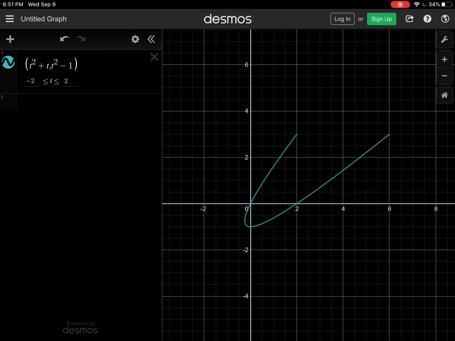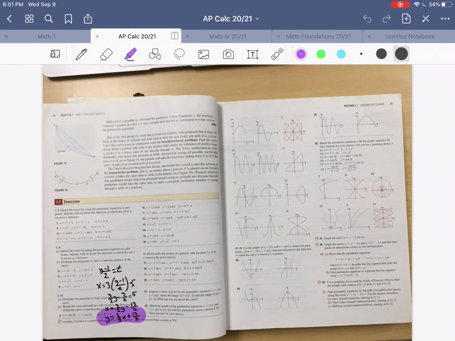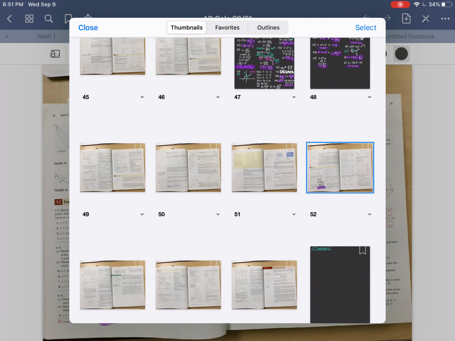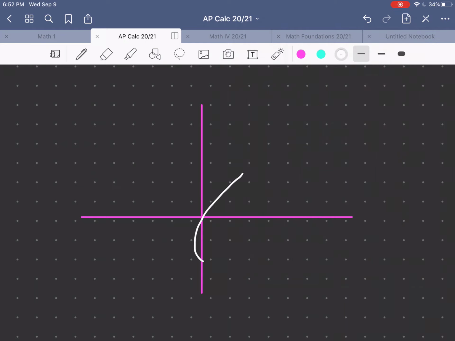Actually, let me just go to GoodNotes real quick. Let me rough sketch this for you on a random page. Our graph looked something like this. And so I would just draw arrows on here indicating which direction this is moving. And that would be it. That's how you graph parametrics using Desmos. Super easy.